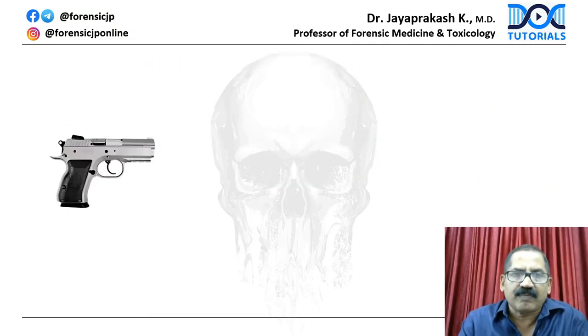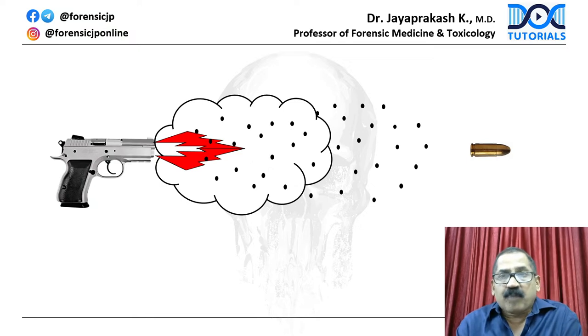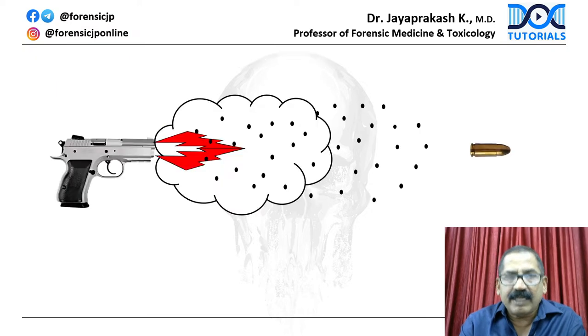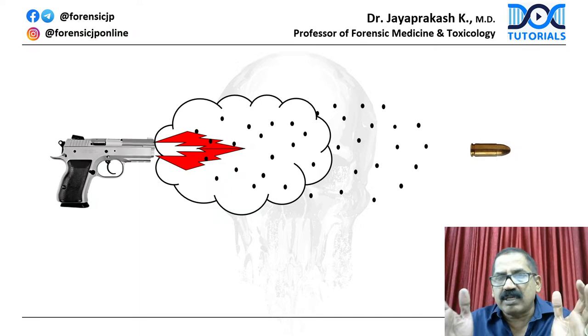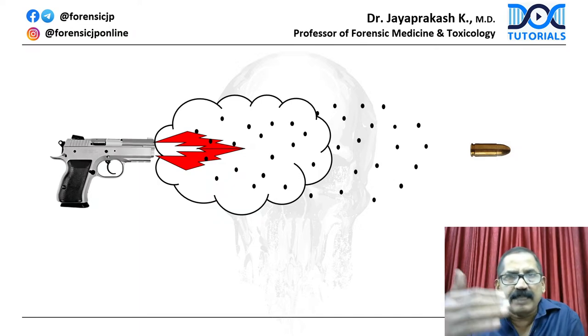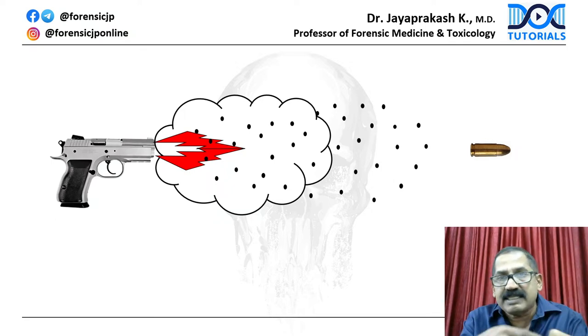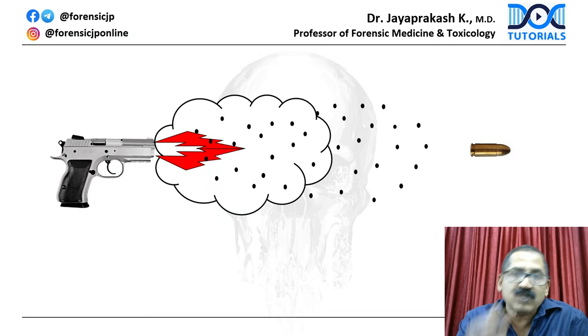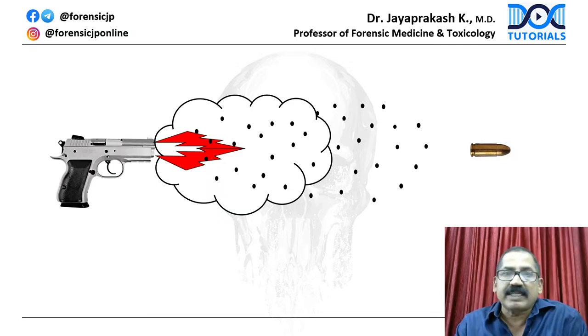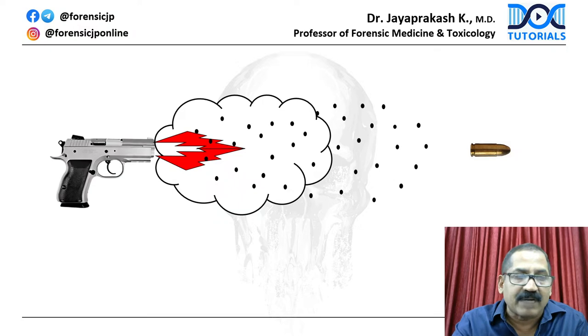Okay. Now, look here. What you see is a pistol and the products of firing. I already mentioned what are the effects on the skin. Now we see the minimum that travels is the flame and hot air. Next is the smoke and soot. Next is the powder particles. And the maximum that traverses is the projectile, that is the bullet.